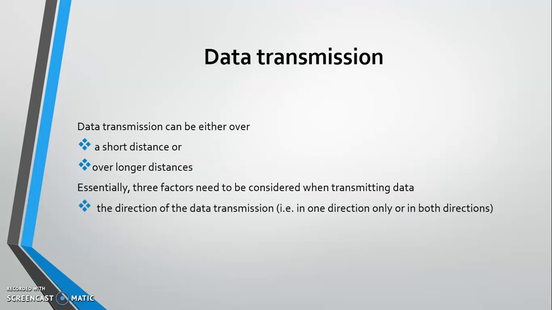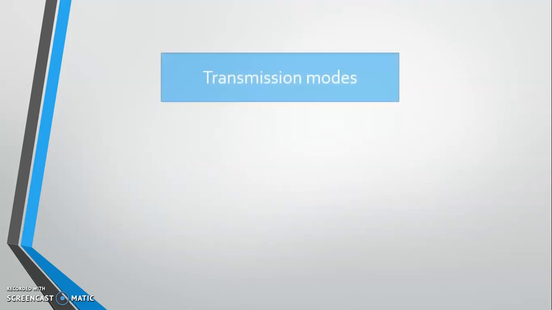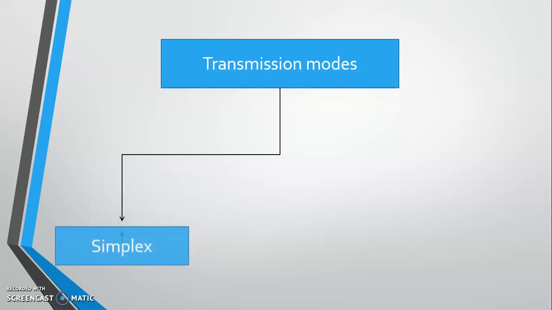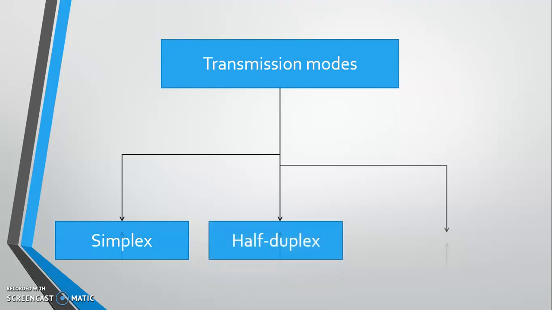Now we can see in these three factors we have the direction of the data transmission, in one direction only or in both directions. Then we have the method of transmission, how many bits are sent at the same time. Then we have the method of synchronization between two devices. Then we have the transmission mode. There are three transmission modes. First we have simplex, then half duplex, then full duplex.